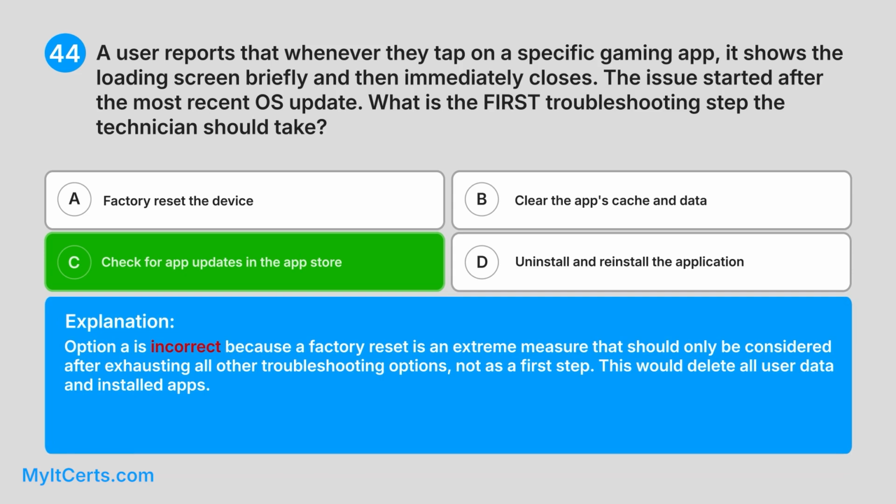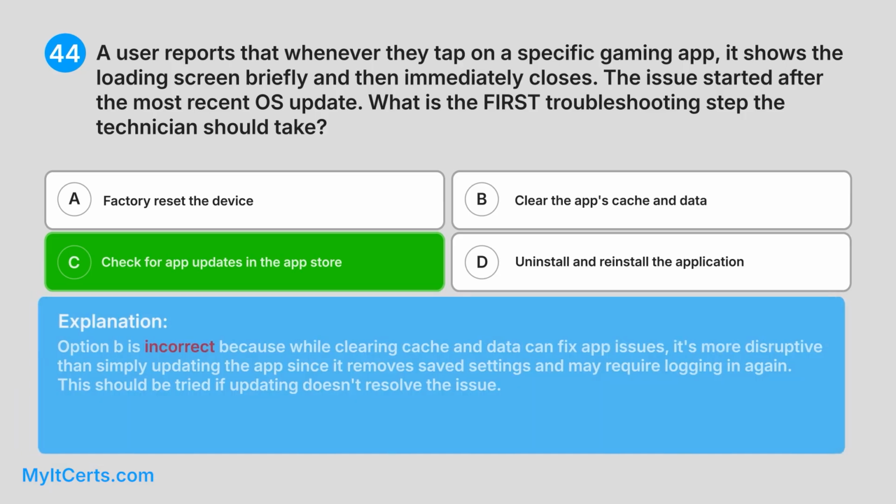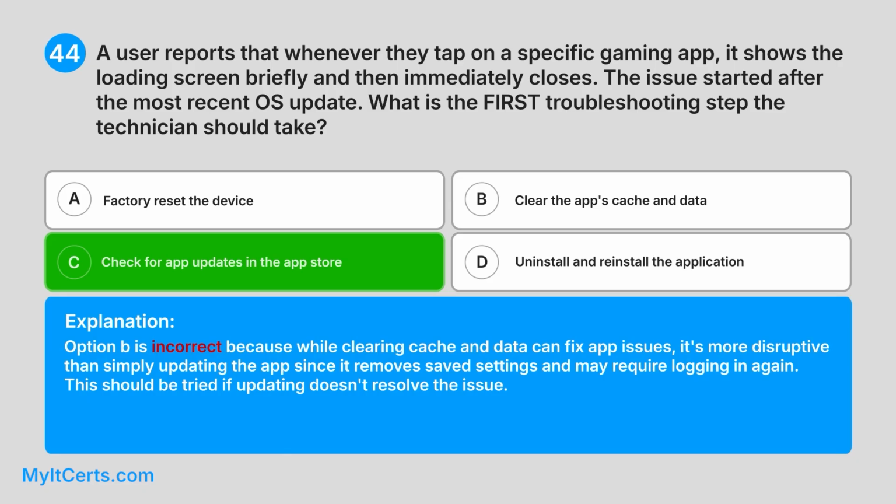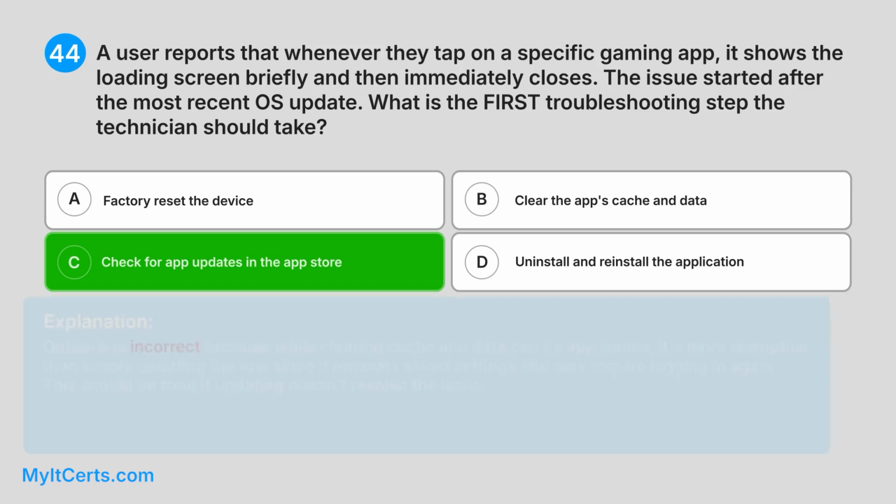Option A, factory reset the device, is incorrect because a factory reset is an extreme measure that should only be considered after exhausting all other troubleshooting options, not as a first step. This would delete all user data and installed apps. Option B, clear the app's cache and data, is incorrect because while clearing cache and data can fix app issues, it's more disruptive than simply updating the app since it removes saved settings and may require logging in again. This should be tried if updating doesn't resolve the issue.